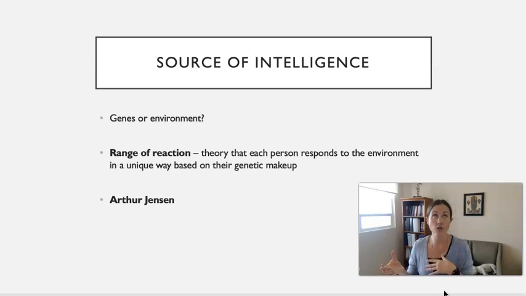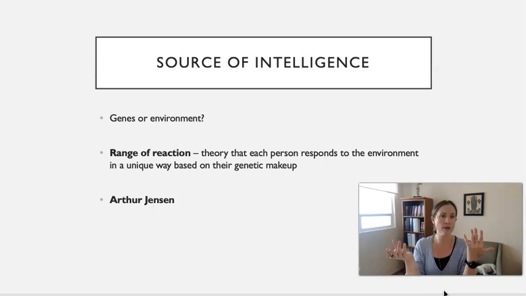But again, if you remember back to chapter 3, this connects with range of reaction. Your genes give you a potential range, but then it's your environment that determines where in that range you're going to fall. So you can get intelligent genes from your parents, and if you also have a healthy environment, you will get towards the top of your ability. If you have a not so great environment, it'll be towards the lower end.